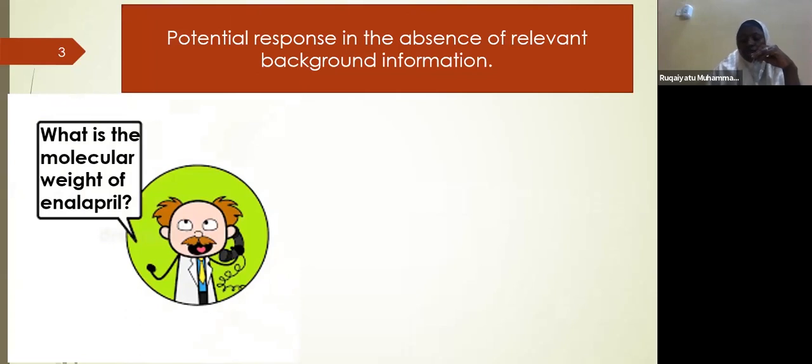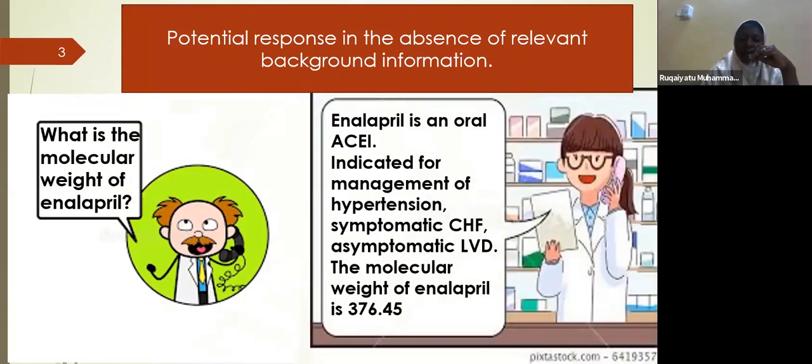So assuming we're going to give a response in the absence of any relevant background information, then our response will probably be like, enalapril is an oral angiotensin converting enzyme inhibitor. One key thing we need to know is that when giving the response, you have to give a brief introduction of the question that was asked. We won't just go in and say the molecular weight of enalapril is so and so. No. Generally it is required that you give a brief introduction to the question that was asked. So the question now is, what is the molecular weight of enalapril?